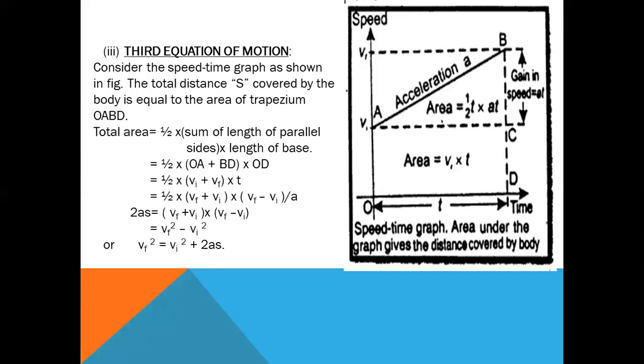Using here mathematical formula a plus b times a minus b is equal to square of first factor minus square of second factor, and we have Vf square minus Vi square. This equation can be written in the proper way, that is Vf square on left side is equal to Vi square plus 2as. So in the final form, third equation in the standard form is Vf square is equal to Vi square plus 2as.